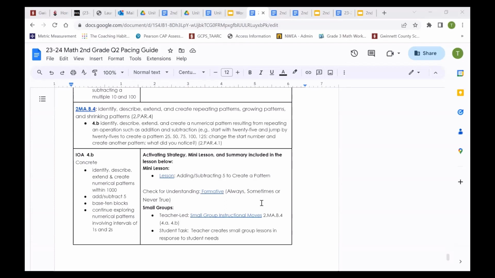In this unit, we will finish out the semester, giving students the opportunity to not only identify, describe, and extend patterns, but to also engage in creating numerical patterns by repeating an operation, such as addition or subtraction, involving intervals of ones, twos, fives, tens, and 25s. Students will use base 10 blocks and thousands charts as they explore numerical patterns through the concrete representational abstract progression.